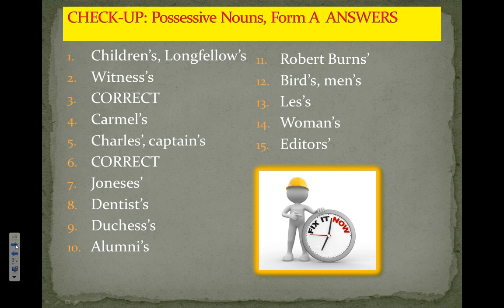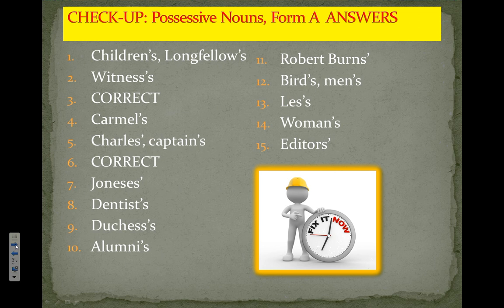For number 11, Robert Burns' poems are loved by the Scots. Robert Burns is a proper noun which ends in an S. It would sound awkward to say Robert Burns's poems are loved by the Scots, so we simply add an apostrophe. For number 12, one bird song. There's only one bird, not more than one. So we need to move the apostrophe before the S to make sure that we're keeping bird singular and possessive. Men's, also we add an apostrophe S.